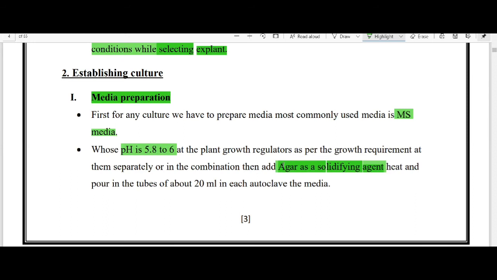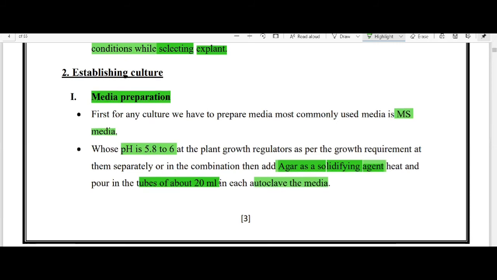So it is a semi-solid medium for the plant growth. The agar is solidified and poured into test tubes of about 20 ml each, which are autoclaved with the media. Agar-agar can also be poured not only into test tubes, but also into different vessels such as Petri plates, or we can pour this agar-agar into any jars.